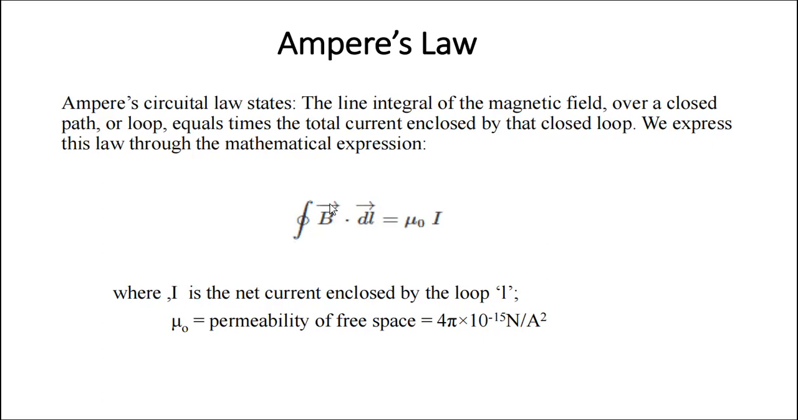That means the line integral around the loop of the magnetic field B, dot product with the small length dl, equals mu naught I. Here I is the net current enclosed by the loop, and mu naught is the permeability of free space. It's a constant with a value of 4 pi into 10 to the power minus 7. So this is Ampere's law.